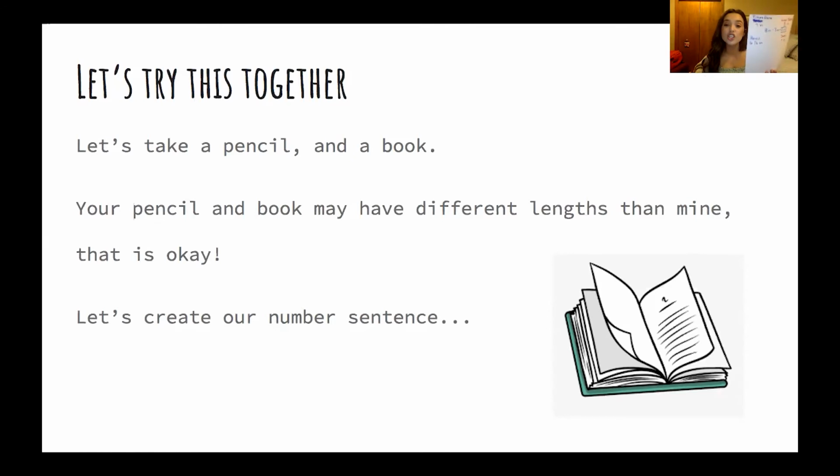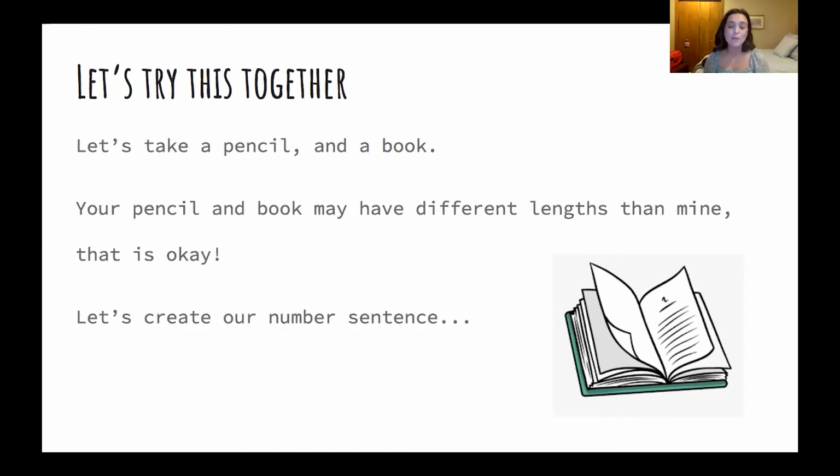9 is larger than 6.5. 9 is the larger number. So we are going to start by writing out our 9. And again, your numbers may be different than mine, and that is okay. Okay, so now we have our number sentence, which is 9 inches minus 6.5 inches.